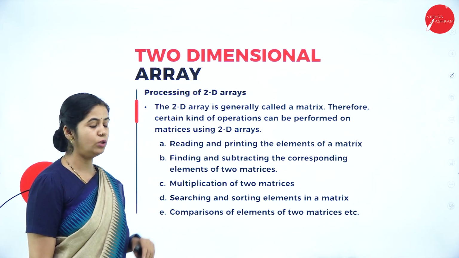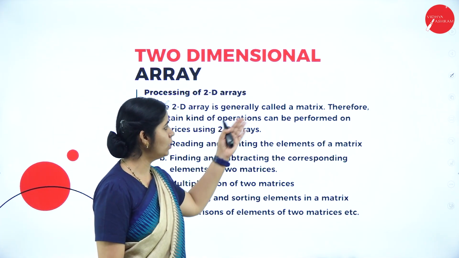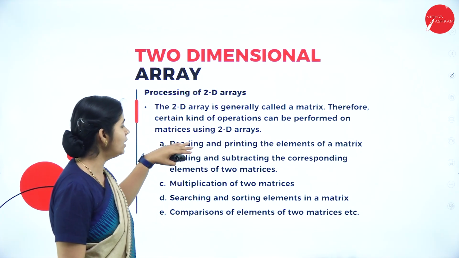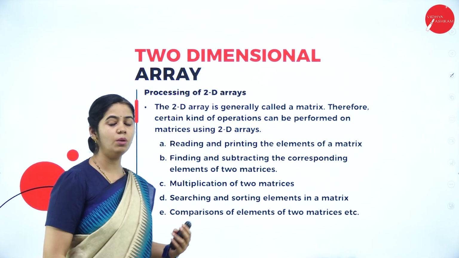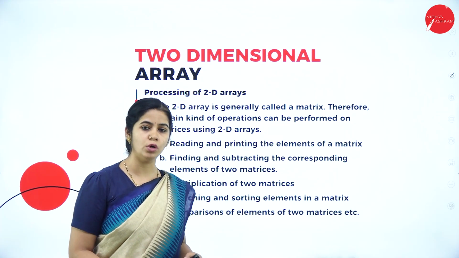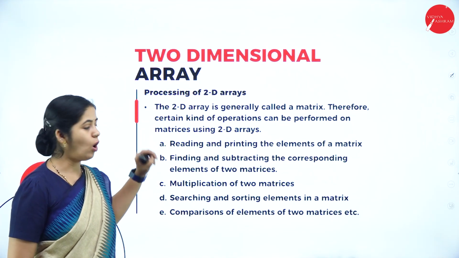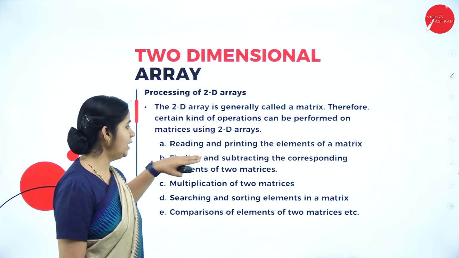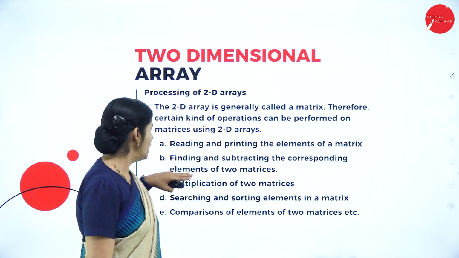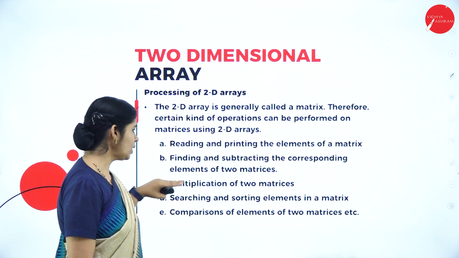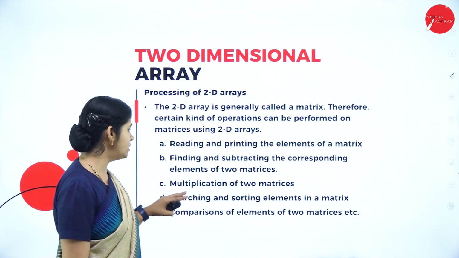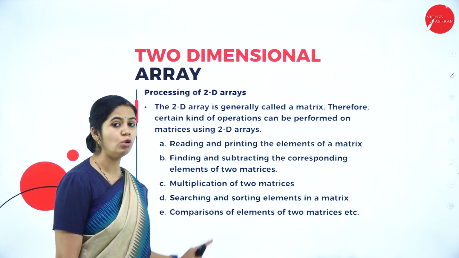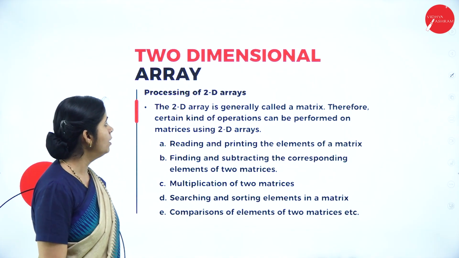Then how do we process the two-dimensional array? A two-dimensional array is generally called a matrix. Therefore, we can use a two-dimensional array in matrix operations for reading and printing the elements of the matrix, finding and subtracting the corresponding elements of two matrices, multiplication of matrices, and searching and sorting elements in the matrix. These are some of the operations we can do using the two-dimensional array on the matrix.